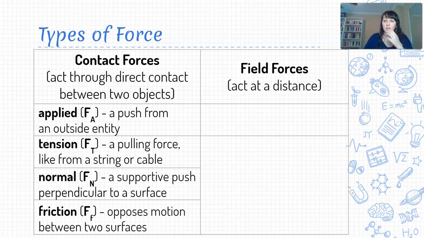And then our last contact force is friction. And friction force is a force that opposes motion between 2 surfaces. It prevents things from being able to slide past each other. It tries to hold 2 surfaces in place against each other. All right, so those are our big contact forces.